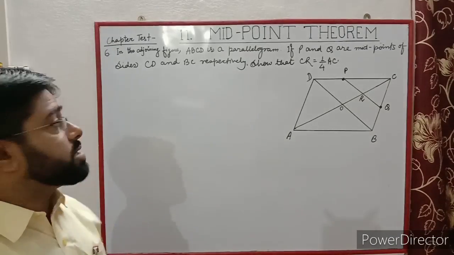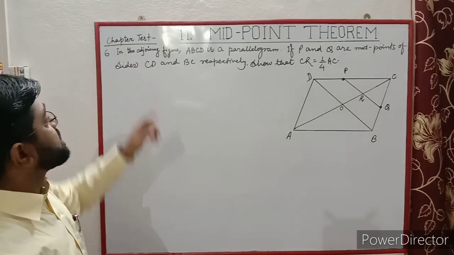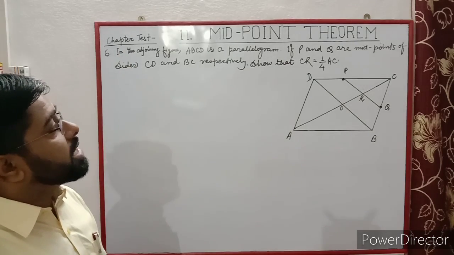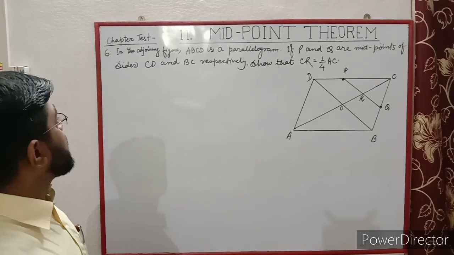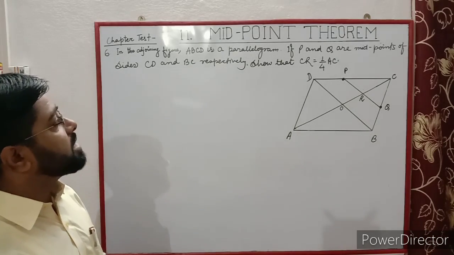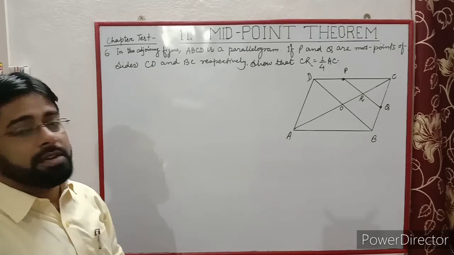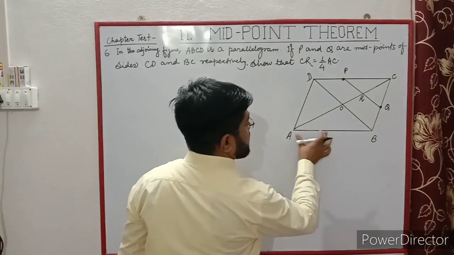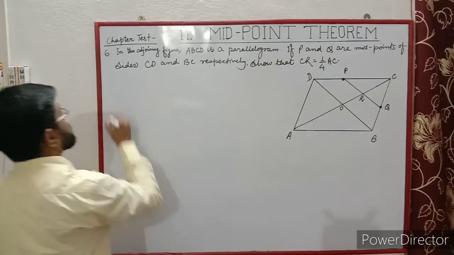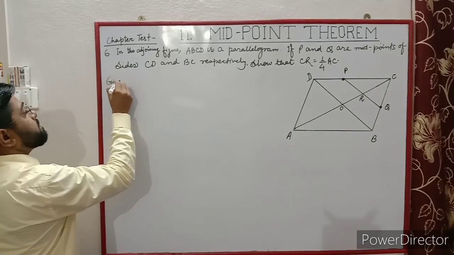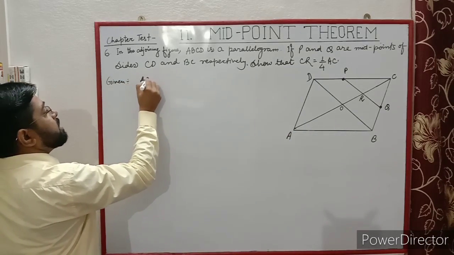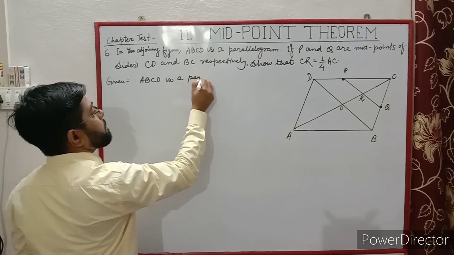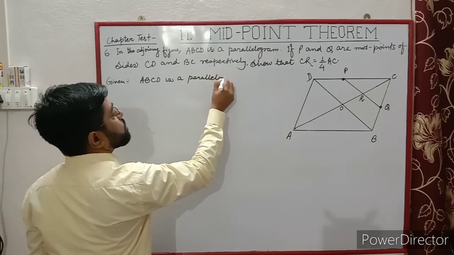Let's see one more question. Question number 6 from chapter test. In the adjoining figure, ABCD is a parallelogram. If P and Q are midpoints of sides CD and BC respectively, show that CR is equal to 1/4 of AC. So first of all, from the figure, given ABCD is a parallelogram.